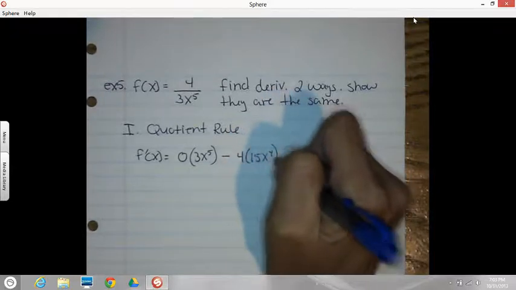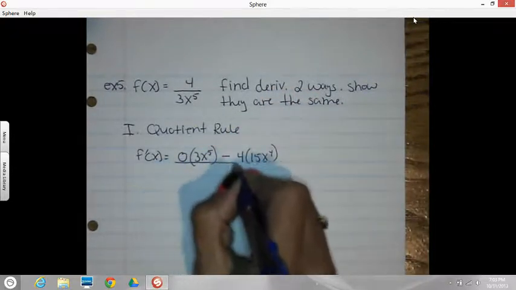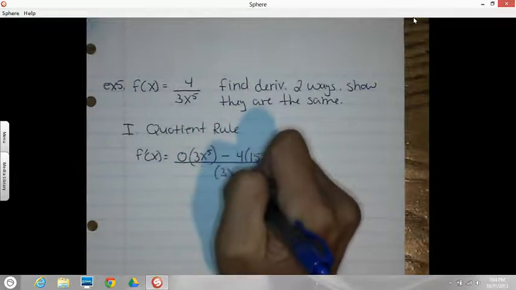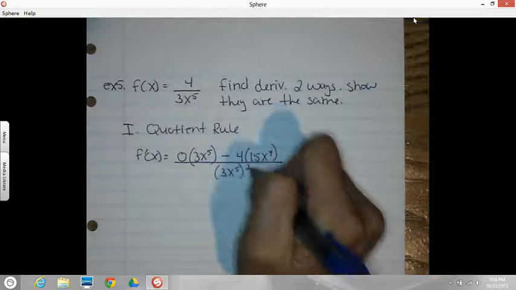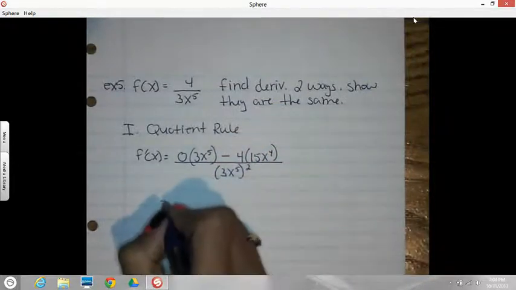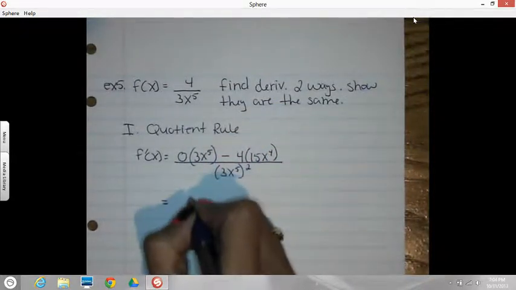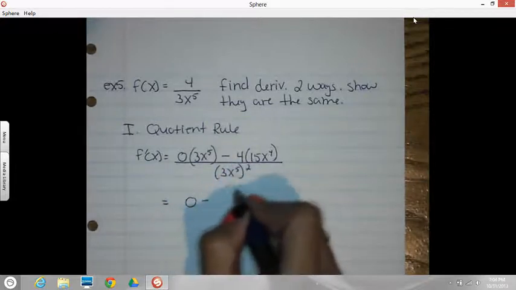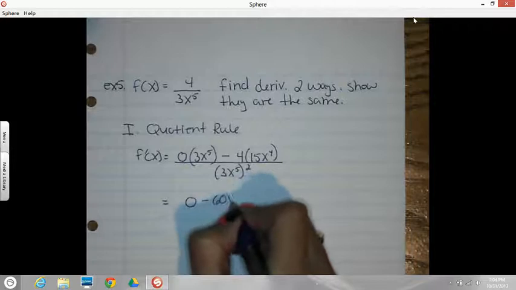Fourth all over the bottom squared. So 0 times anything is 0. This is going to turn into a negative 60 x to the fourth.